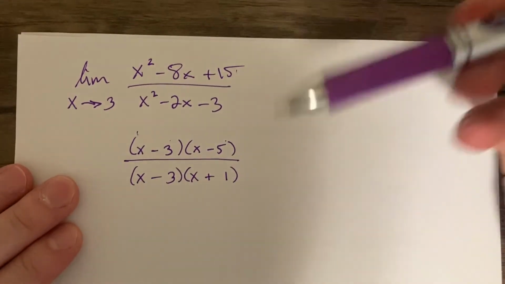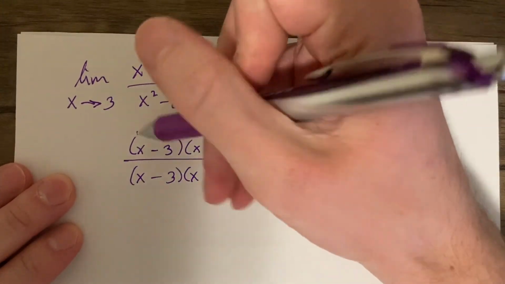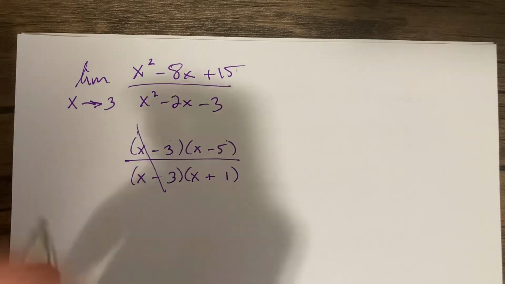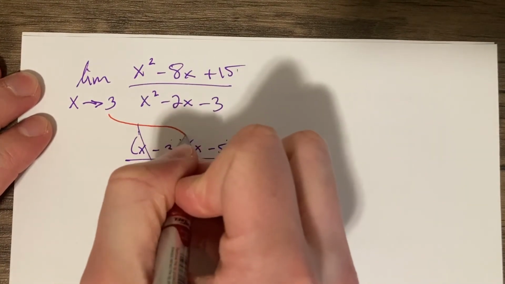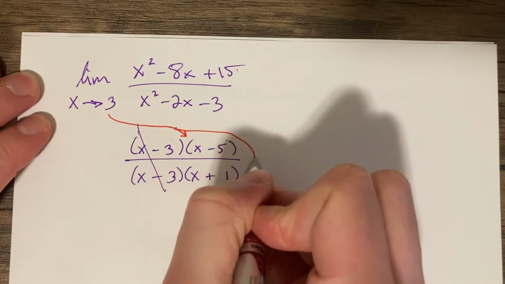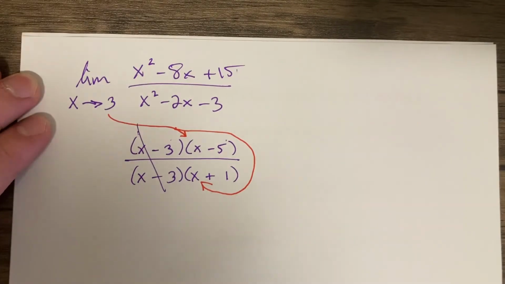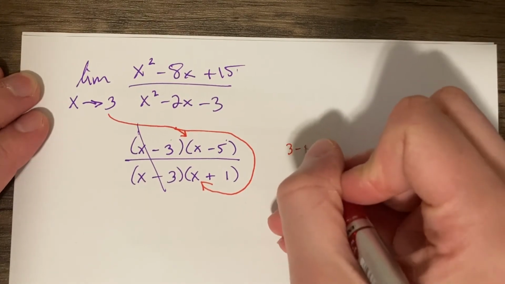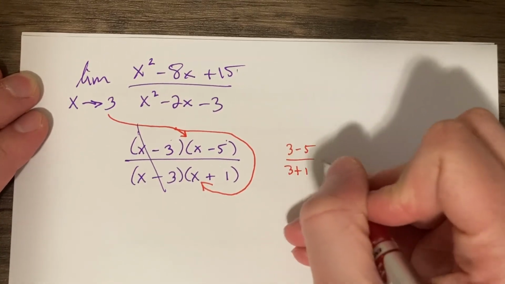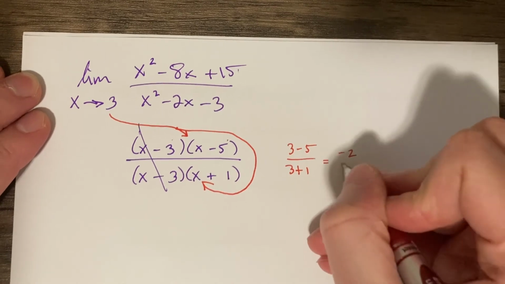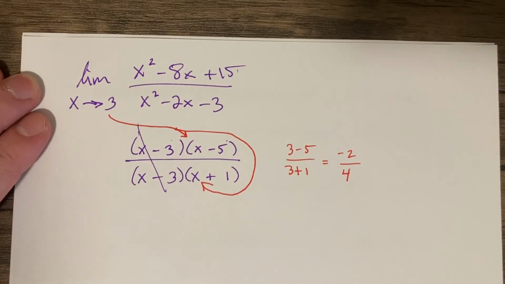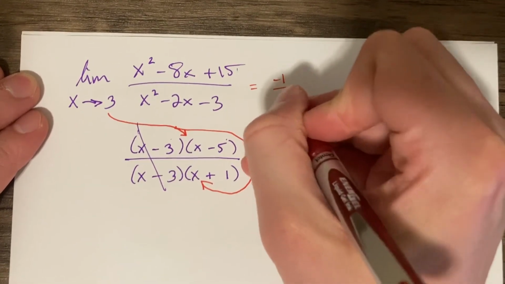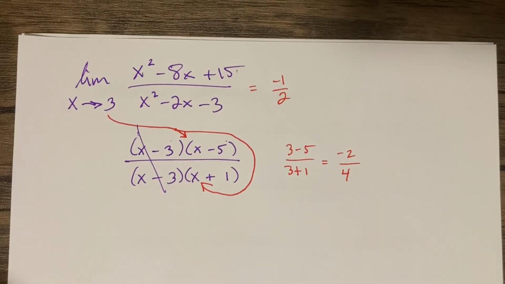So then we have the same factor on top and bottom, x minus 3, x minus 3. Let's get rid of those and go to our direct substitution, plugging in 3 for the x on top and on bottom. On top there you got 3 minus 5, on the bottom 3 plus 1. It's going to be -2 over 4. Make sure you reduce all your fractions and you get -1/2.